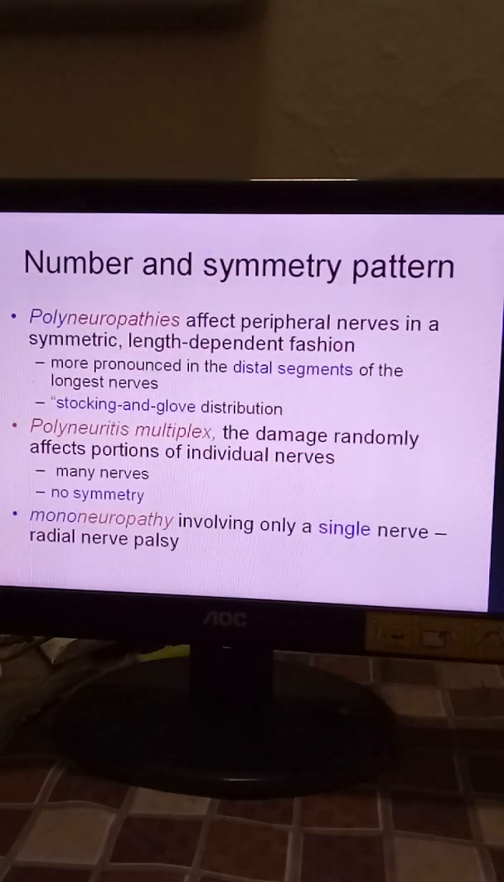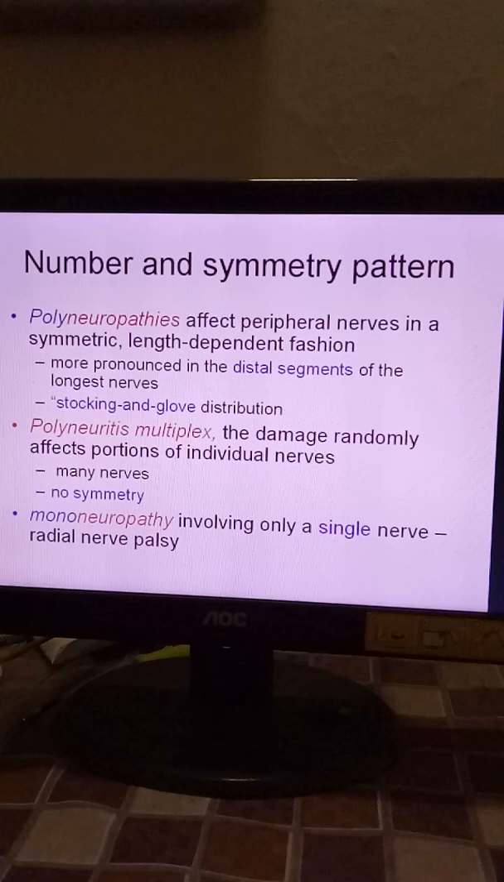If we look at the number and the symmetry pattern, we can have polyneuropathies and mononeuropathies. Now, polyneuropathy, as the name suggests, poly means many. So polyneuropathy is involvement of many nerves and mononeuropathy is involvement of only a single nerve. But this involvement of many nerves can have a pattern. In polyneuropathy, the involvement of nerves is in a symmetrical manner. It is more pronounced in the distal segment of the long nerves, and one can have a stocking and glove sensation. Stocking means sock, glove means glove. So here is a symmetrical involvement.